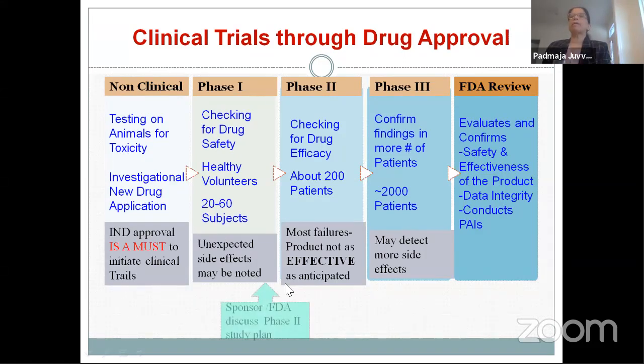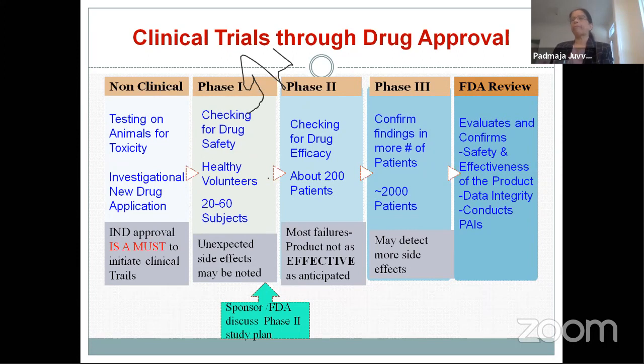And once the phase 1 is completed, the sponsor submits the phase 1 report to FDA, followed by a meeting between the sponsor and FDA, or it is recommended to have that meeting, so that you can discuss the phase 1 report and also discuss the phase 2 study plan. The reason why you do that is that from the very beginning, it's a collaborative effort. From the very beginning, you are aligned with the FDA's thinking. Therefore, there are no total surprises at the end of the trials when you submit the NDA.